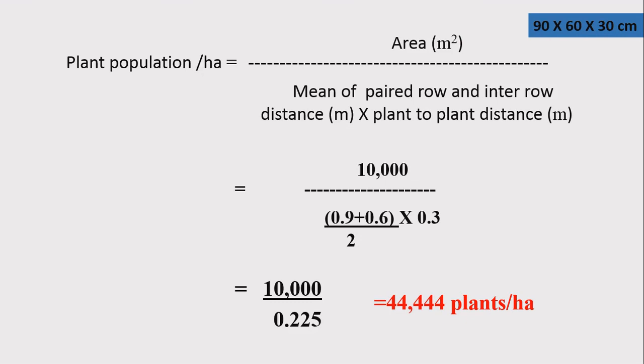So these are the simple calculations for 1 hectare or 1 acre, or if they are given in paired row distance.